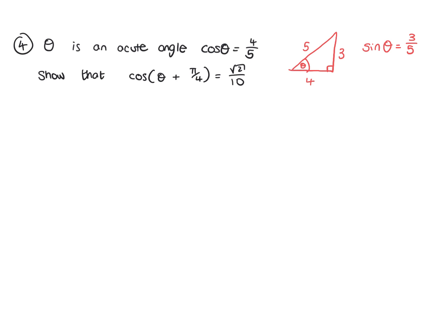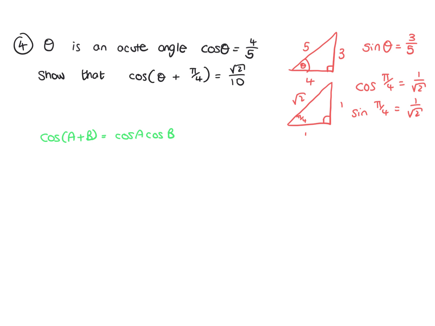And then with the pi over 4, remember pi over 4 is 45 degrees. So if that's pi over 4, the sides are 1, 1, root 2. So cos pi over 4 is 1 over root 2, and sine pi over 4 is also 1 over root 2. So the formula that I'm going to use is cos of A plus B, which is equal to cos A cos B minus sine A sine B. So cos of theta plus pi over 4 is equivalent to cos theta times cos pi over 4 minus sine theta times sine pi over 4.